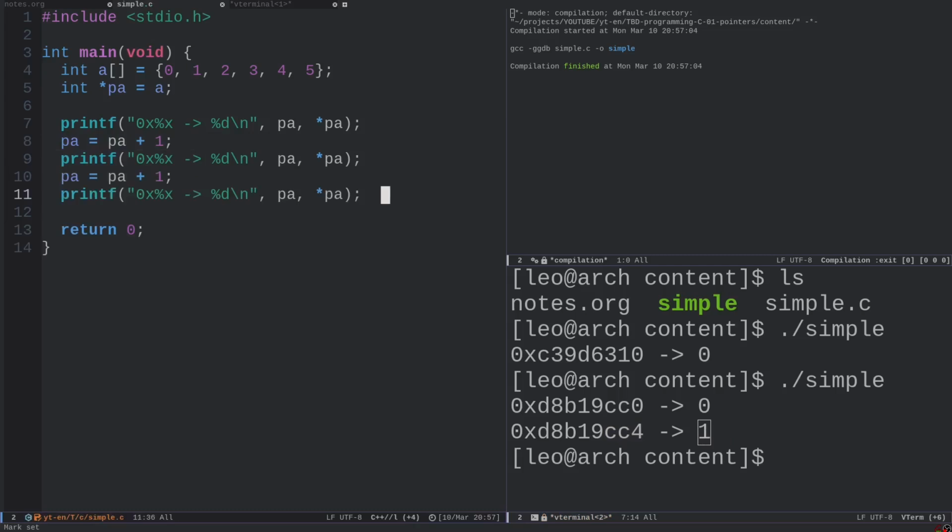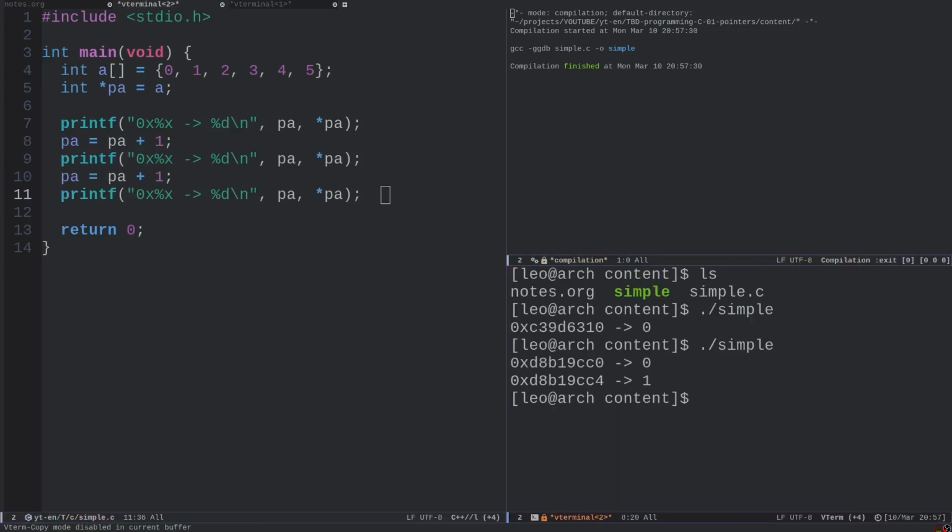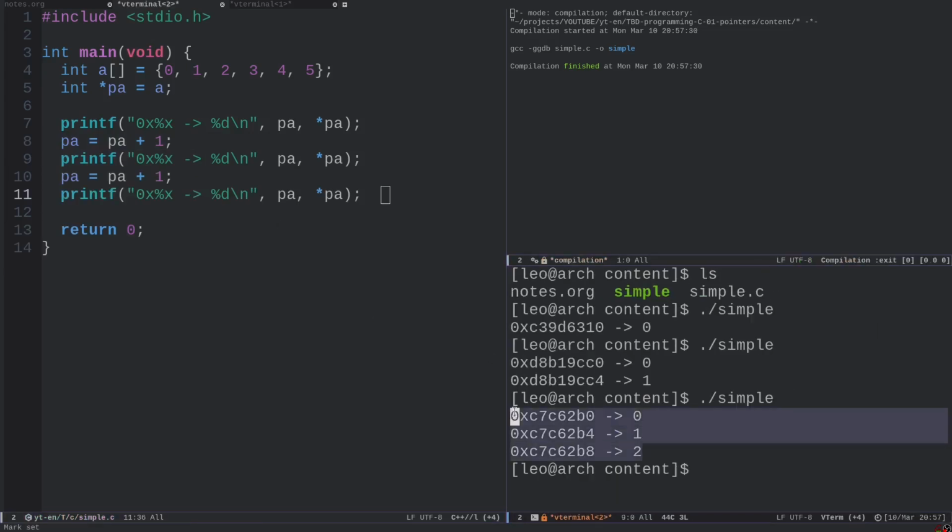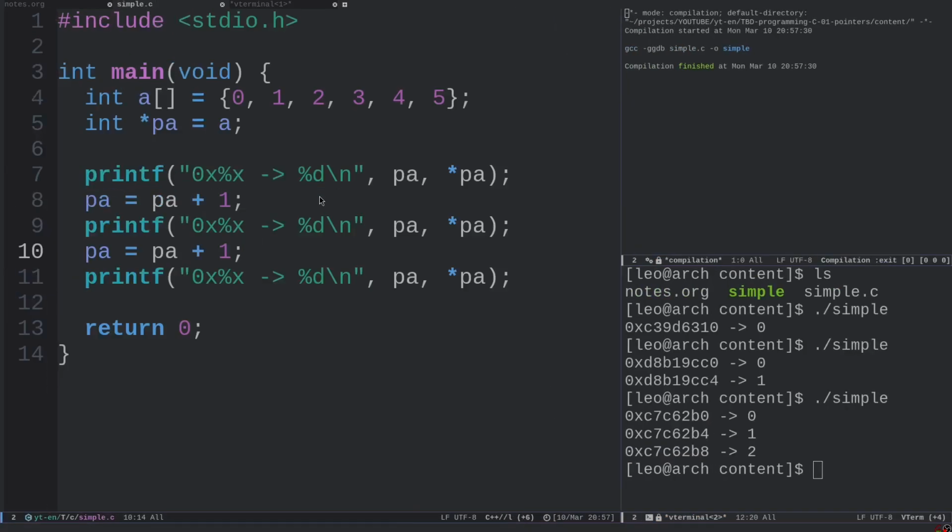If we keep going, what do you think we're gonna get? Well, at this point, you can probably try to guess. Look at this, we have 0, we do plus 4, and then we do another plus 4. So we go 0, 4, 8, and we get 0, 1, 2. So what's the idea here? Well, the idea is that when we increment the pointer by 1, the underlying pointer is actually going to be incremented by a value that depends on the size of the pointed type. What does it mean? It means that this is a pointer to an integer. Integer has 4 bytes. When we do plus 1, we're actually increasing the pointer value by 4.